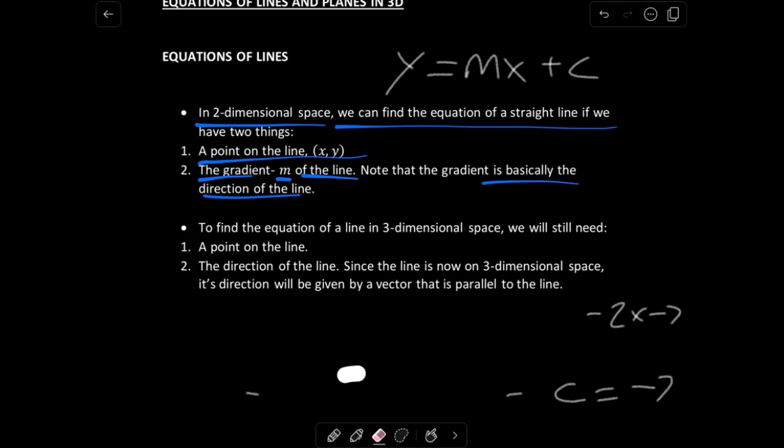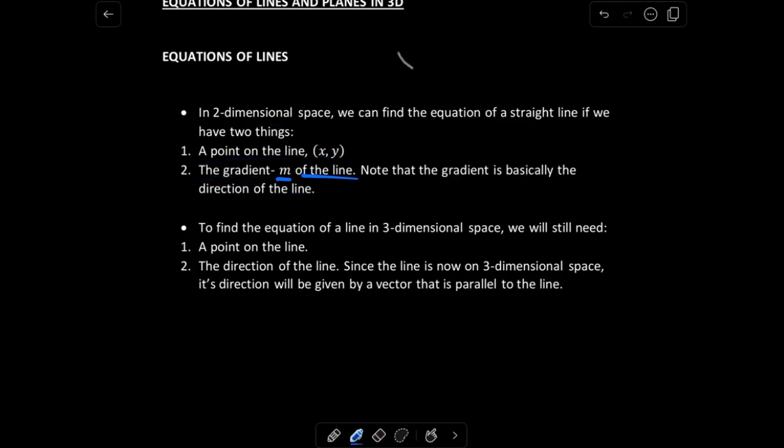What happens now when we consider a line in 3 dimensions? So to find the equation of a line in 3-dimensional space, we will still need the same things. So we are going to need a point on that line, and we are going to need the direction of the line. However, since the line is now in 3-dimensional space, we no longer are going to use m. We are no longer going to use the gradient of that line. The direction of the line will be given by a vector that is parallel to the line.